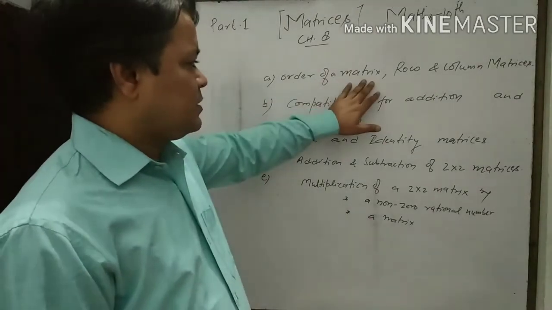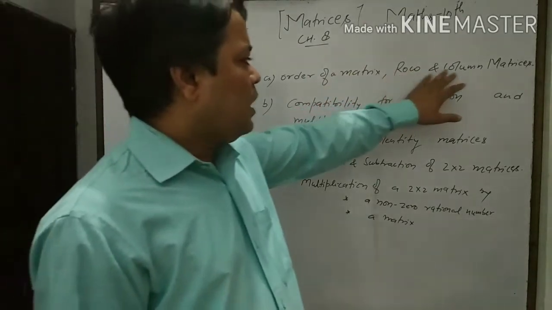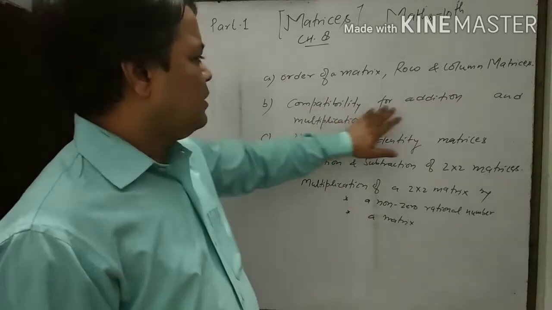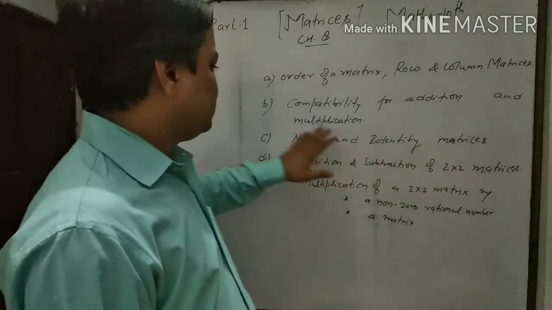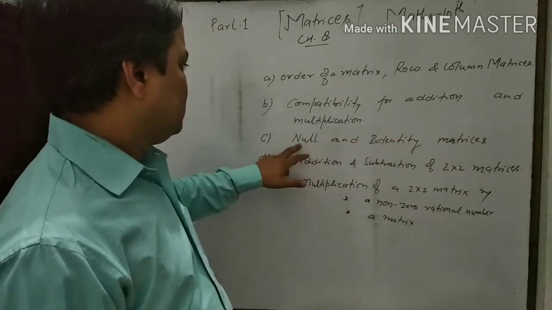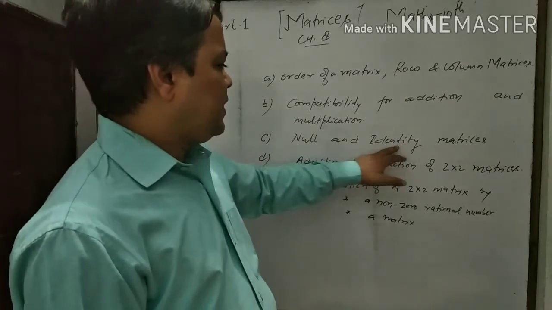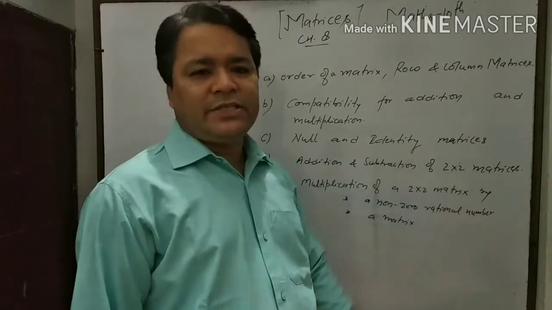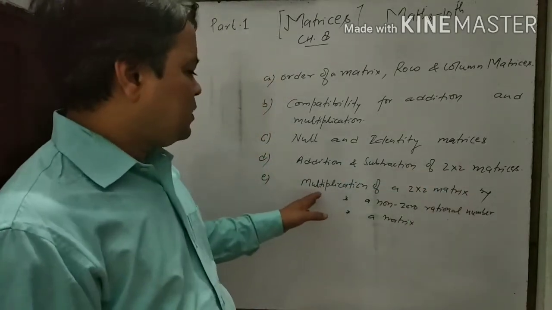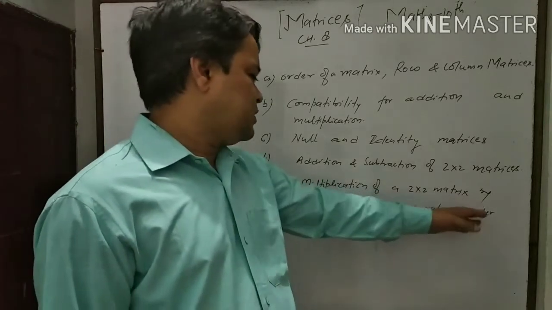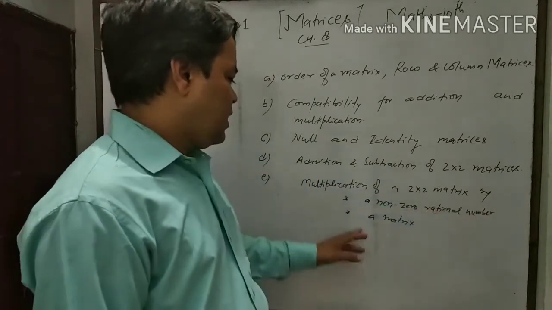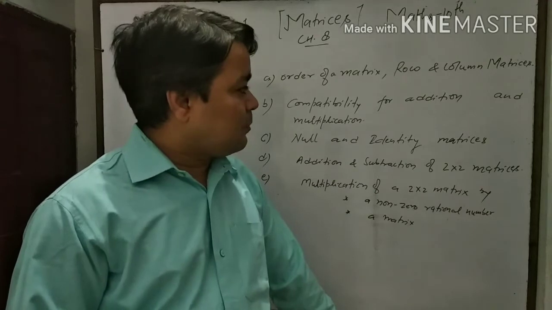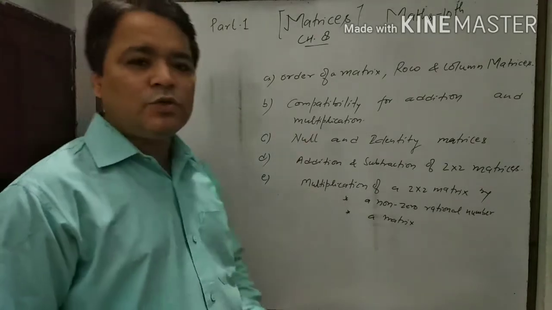the order of the matrix, row and column matrix, compatibility for addition and multiplication, null and identity matrices, addition and subtraction of 2 by 2 matrices, and the last one, multiplication of order 2 by 2 matrices by a non-zero rational number and a matrix by another matrix. So in this matrix topic we will discuss this much according to our syllabus.